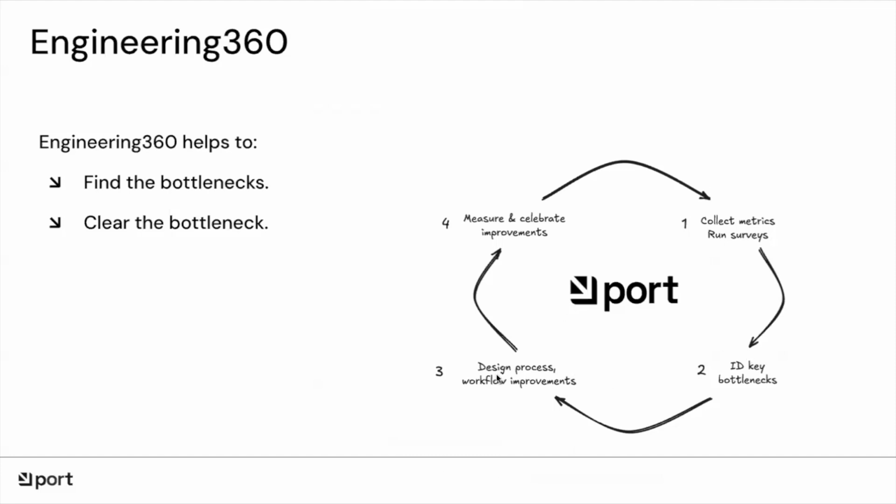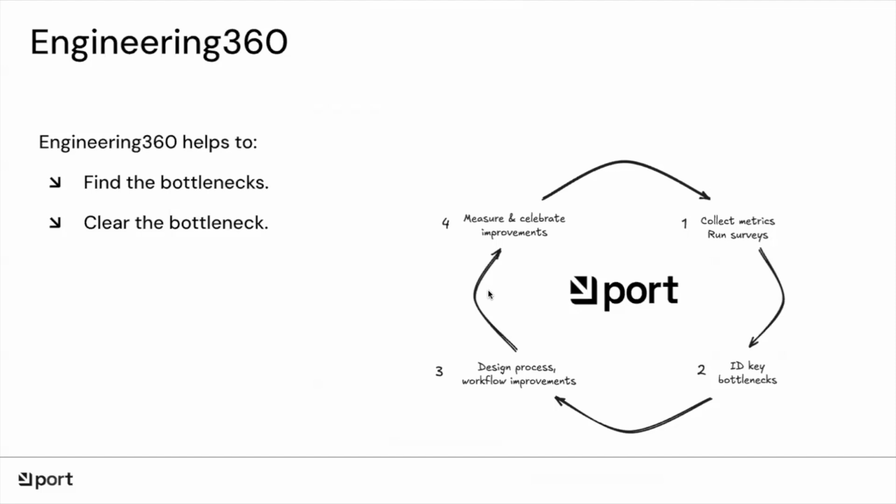Now we can see, okay, we need to design a process. Maybe we need to upgrade the Python versions all around the organization. Maybe we need to fix some testing environment in Python. Maybe we need to migrate Python altogether. No matter what the problem is, you're going to be able to find a solution inside of Port. And then at step number 4, we give you the ability to measure and celebrate the improvement, so you can share with your managers and your teams and everybody all around that you actually improved something inside of your engineering organization.